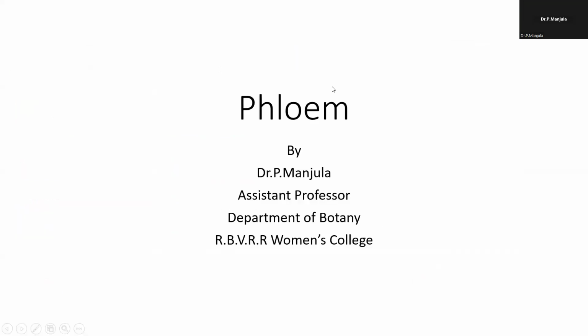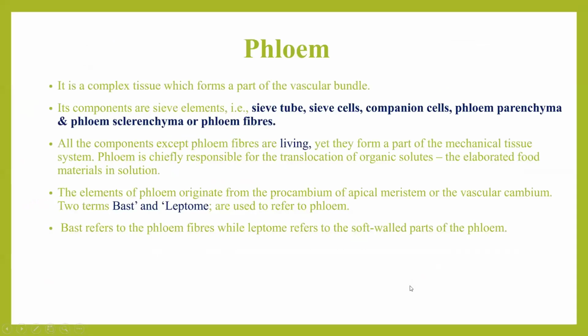Okay, good afternoon, my dear friends and students. Today's topic is phloem. Complex tissues are made up of more than two types of cells. Examples of complex tissues are xylem and phloem. In yesterday's class, we discussed the xylem and the components present in it. Today we will discuss the phloem. These two complex tissues, xylem and phloem, are commonly called the vascular tissues.